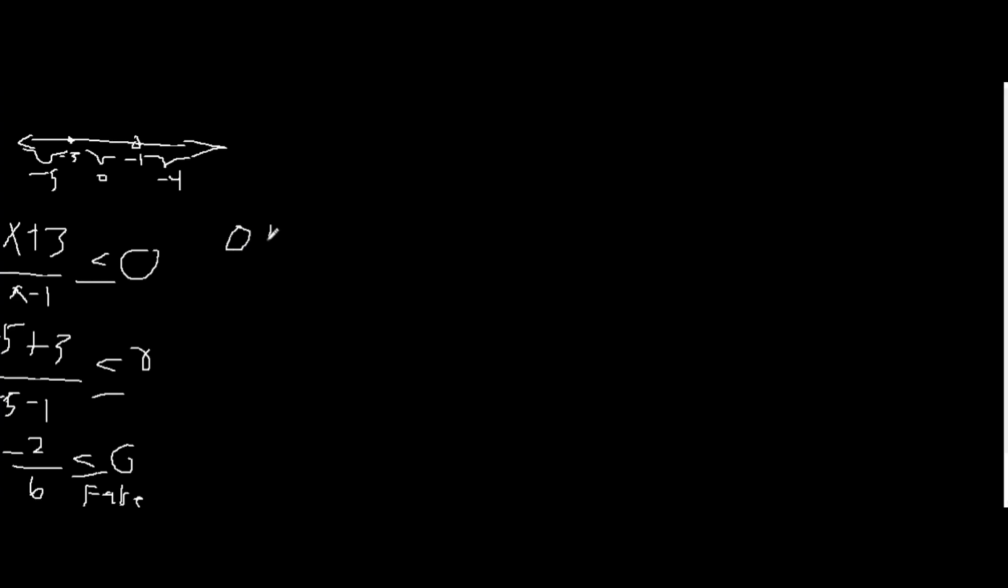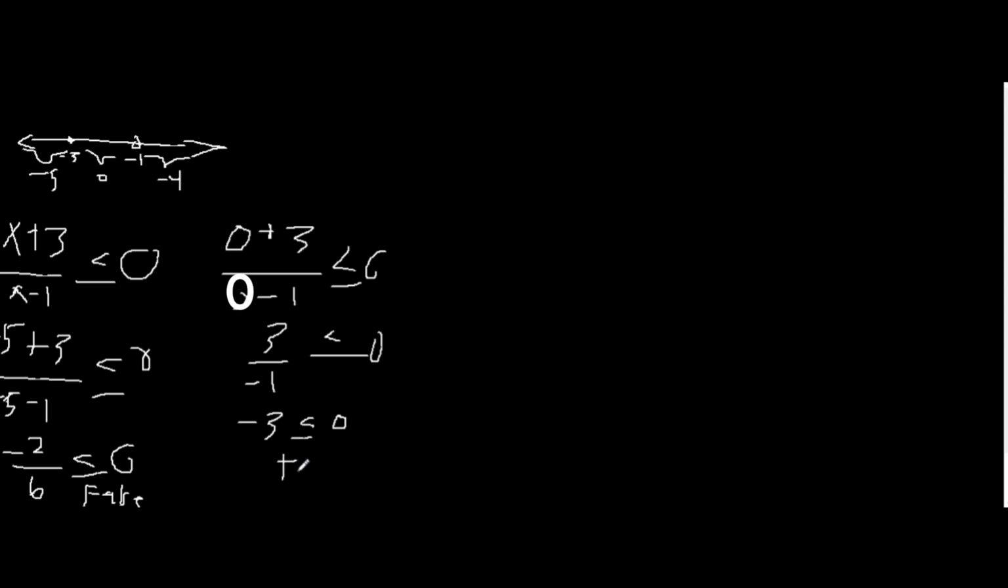And the next one will be our second interval. 0 plus 3 over 0 minus 1 is less than or equal to 0. So this will be 3 over -1 is less than or equal to 0. Is -3 less than or equal to 0? So this would be true.